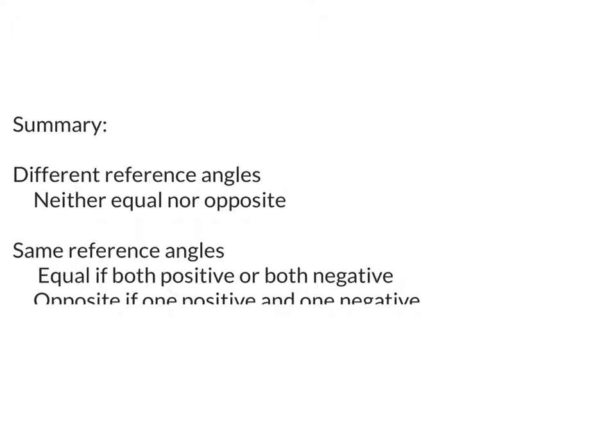In summary, if the two rotations have different reference angles, then the values will be neither equal nor opposite. If the two rotations have the same reference angles, then they'll be equal if they're both in positive or both in negative quadrants, depending on whether you're looking at sine, cosine, or tangent. And they'll be opposite if one of the rotations is in a positive quadrant and one is in a negative quadrant, again, depending on whether you're looking at sine or cosine or tangent.